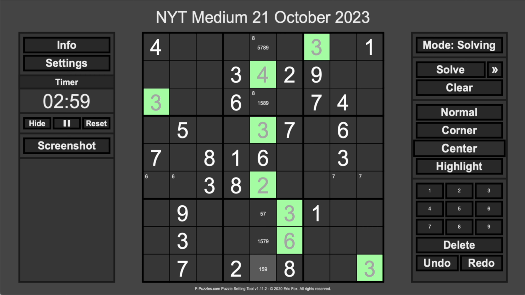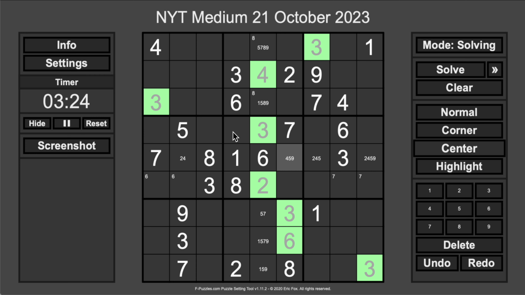Okay, in row 5, I've got 1, 3, 6, 7, 8. I need 2, 4, 5, and 9. This can't be 5 or 9. It's 2 or 4. This isn't 2 different ways. It's 4, 5, or 9. This one isn't 9, but that's anything. 1, 2, 3, 6, 7, 8.